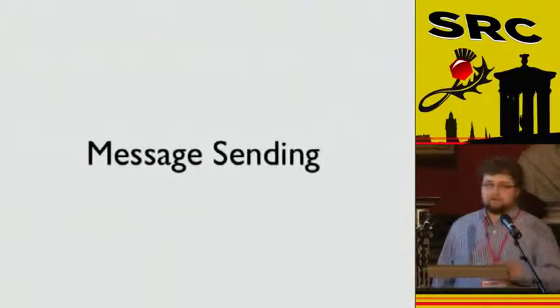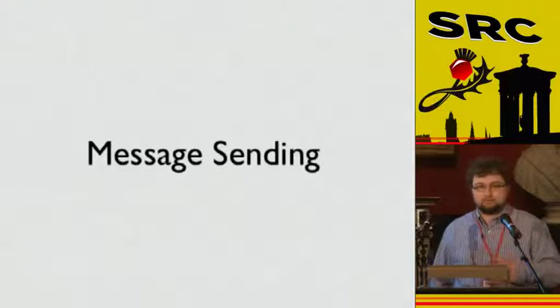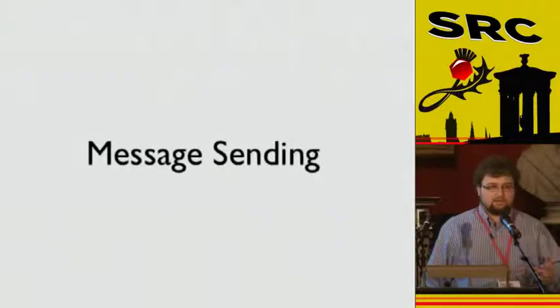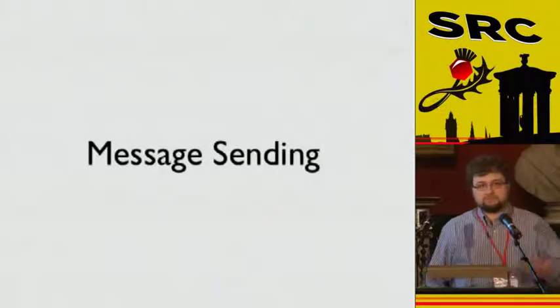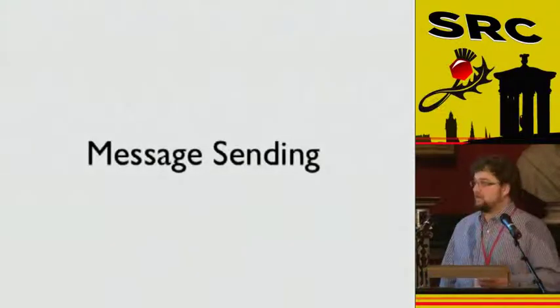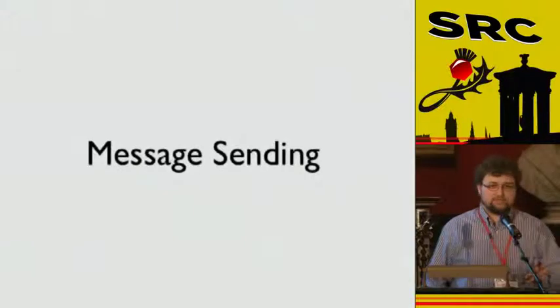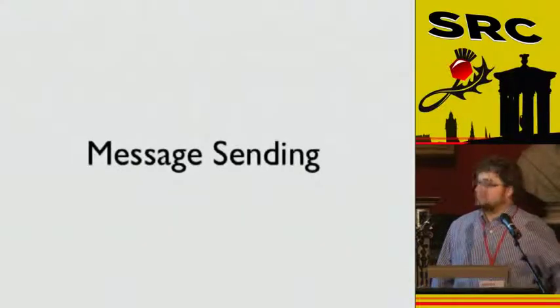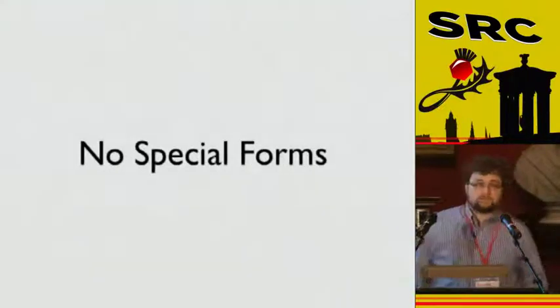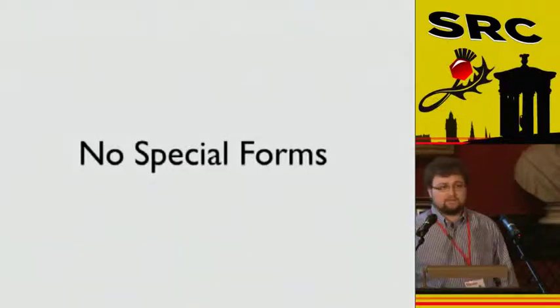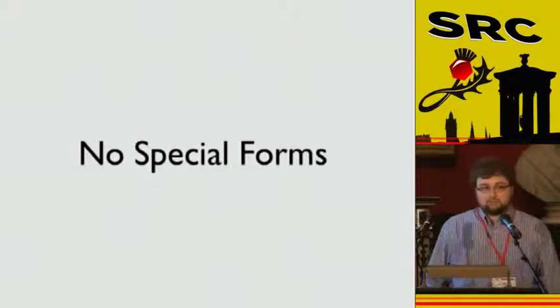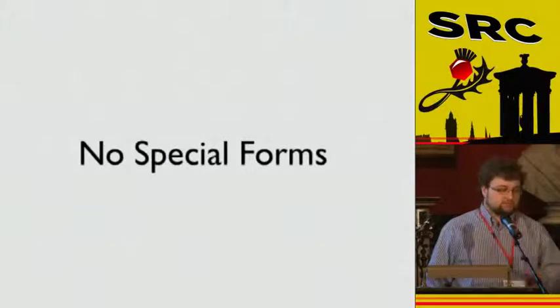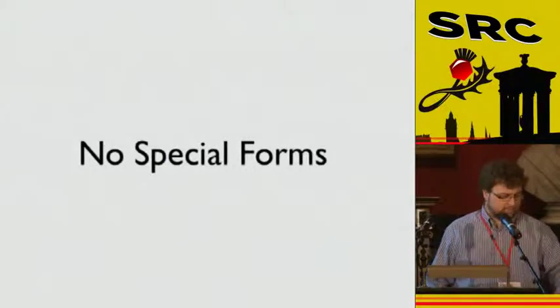Message sending is one of the core parts of Smalltalk. The only form that you have in Smalltalk, aside from assignment, is to send a message to an object. And in Ruby, that's what you do most of the time, but in Smalltalk, that's what you do all of the time, and there are no exceptions. This makes some really neat side effects, like the fact that there are no special forms. There are no if statements in Smalltalk. There's no while statement. There are no loops that are special ways to write anything. You are always sending a message to an object, and that's really awesome.